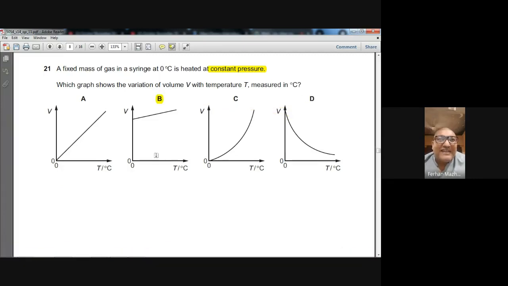So B is the best option. Yes, with the decrease in the temperature, the volume should also decrease. But at 0 degrees centigrade, the volume of the gas will not be zero. So A cannot be the answer. A can be the answer if on the x-axis the temperature is in the Kelvin scale. If the temperature on the x-axis is in degrees centigrade, then B is the best option, sir.